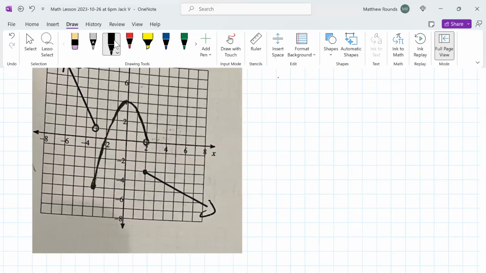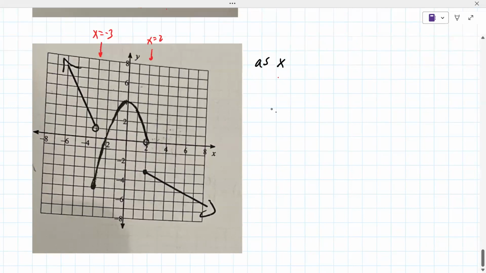Let's do the 2 first. As x approaches 2 from the left, x approaches 2 from the right. This will be so much easier when you have it in front of you because you can actually draw it from the left, from the right. What is the y value that those are approaching in each case? Well, from the right is 3. We're talking about this point right here.